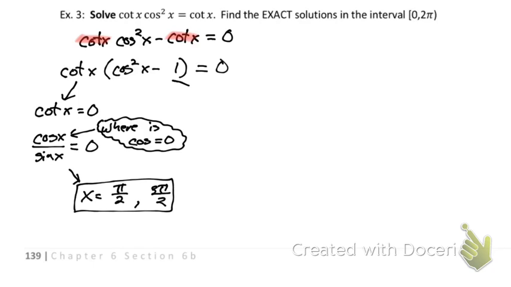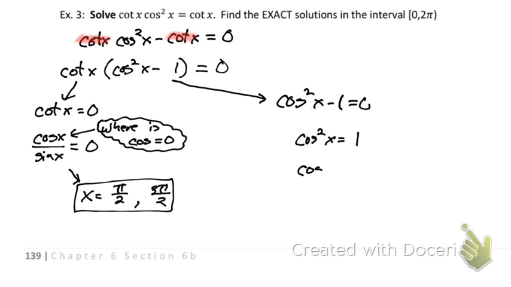We're not done yet because we have to solve the other one. Or we have cosine squared x minus 1 equals 0. Well, we just solve it the same way. Add 1 to both sides. We'll have cosine squared x equals a positive 1. Take the square root of both sides, and you'll have cosine x equals positive or negative square root of 1, which is really just positive or negative 1. Where is cosine equal to 1 or negative 1? Daniel? 0 and pi. Yep.